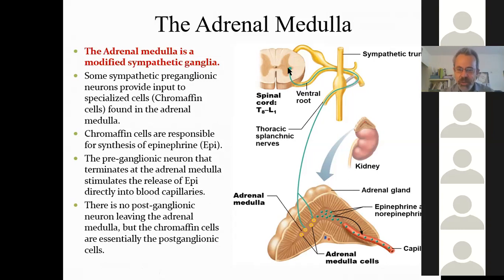All right, so just to compare. Normally with sympathetic, the preganglionic neuron forms a ganglion, then produces acetylcholine. The postganglionic neuron goes to the organ and triggers the release of norepinephrine. In this case, we have one long preganglionic neuron that goes right to the adrenal gland and triggers these cells, called chromaffin cells, to produce epinephrine and norepinephrine, which goes into the blood, which then becomes systemic.